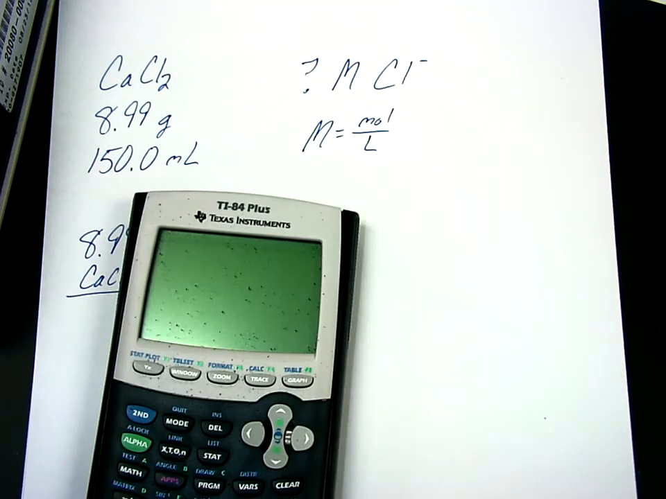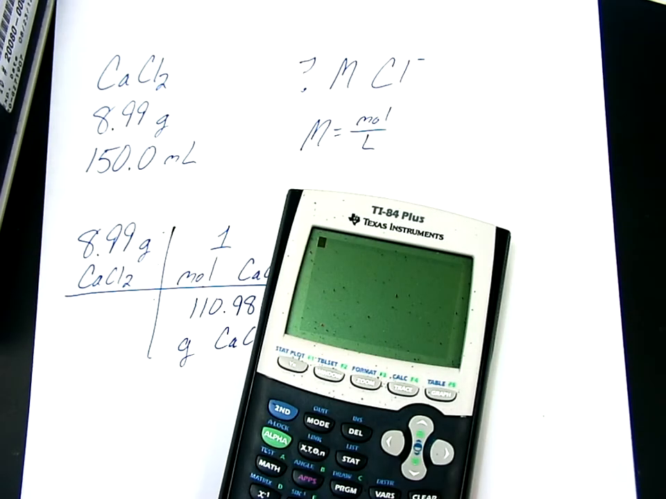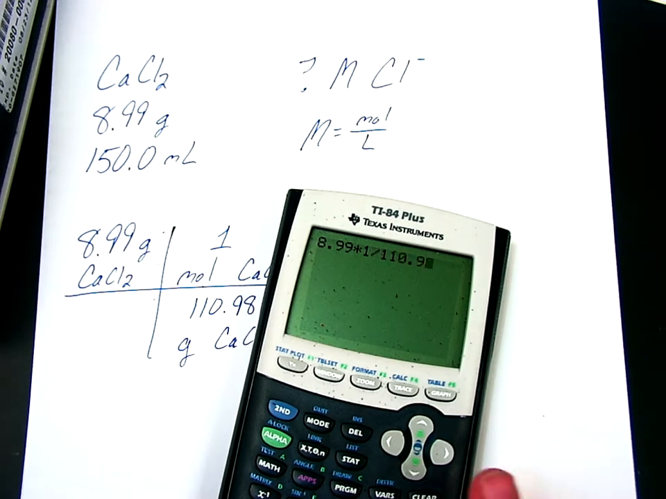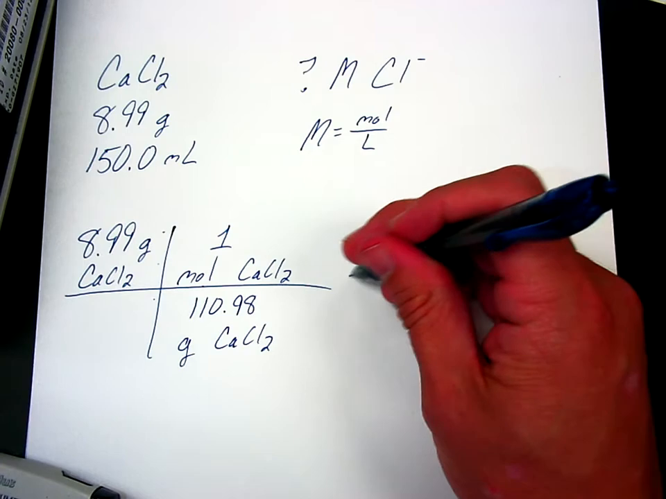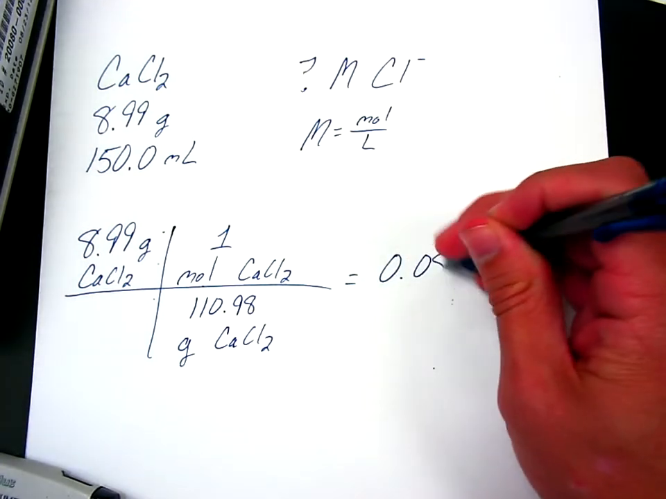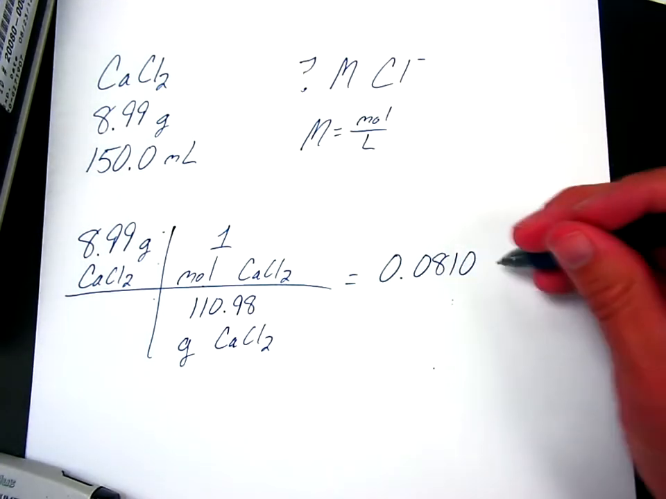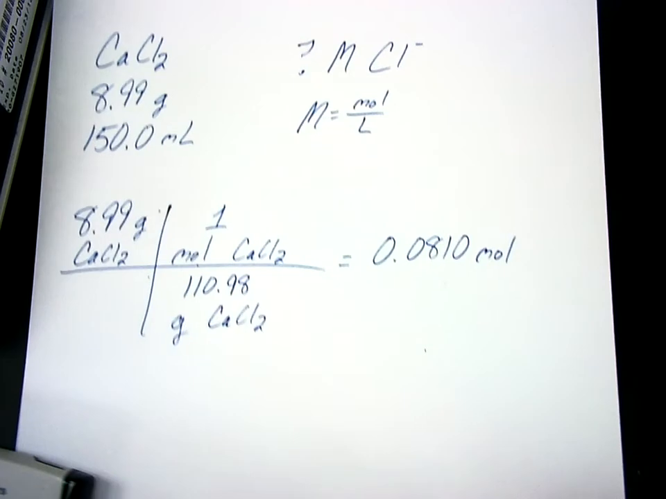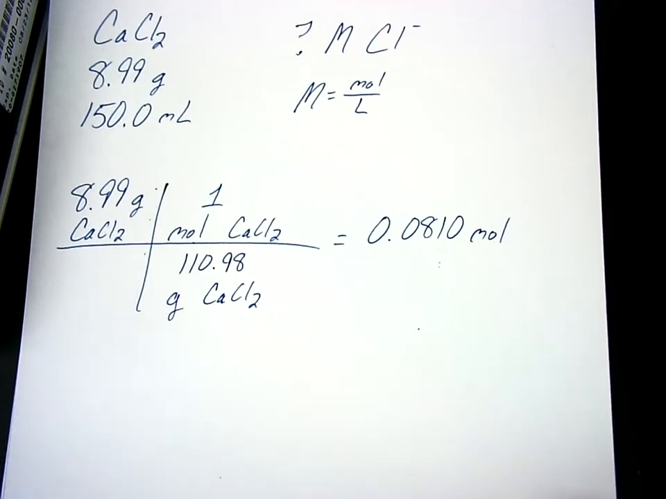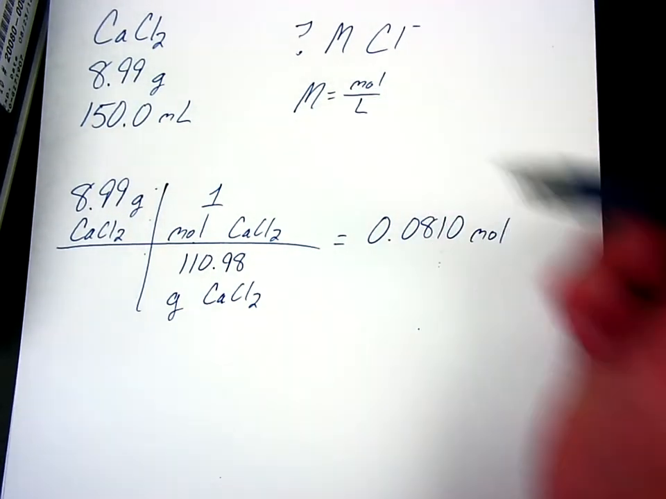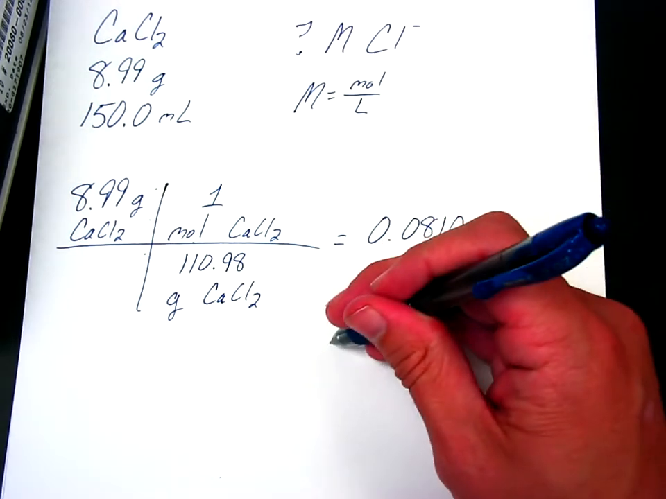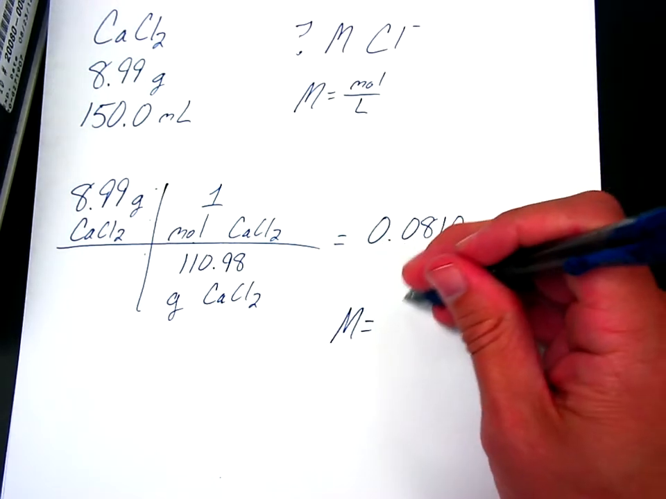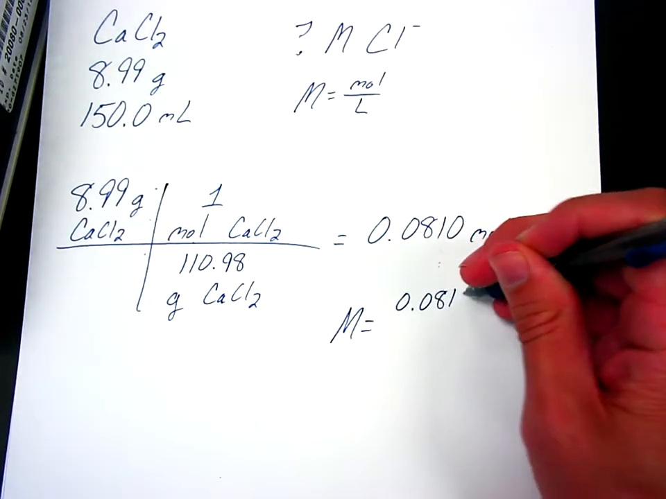So I'm going to multiply 8.99 times 1 divided by 110.98, and I'm going to get 0.0810. And now we've got moles. Hooray. All right. So we can start to use our equation now to find molarity. So I'm going to go molarity equals my moles of 0.0810.